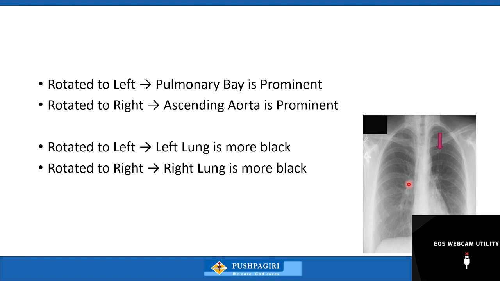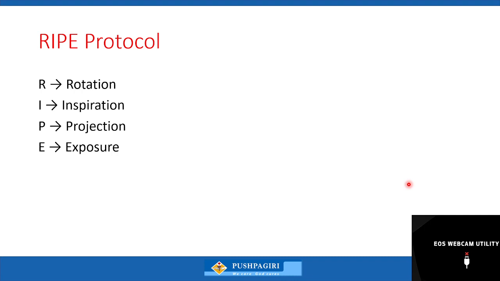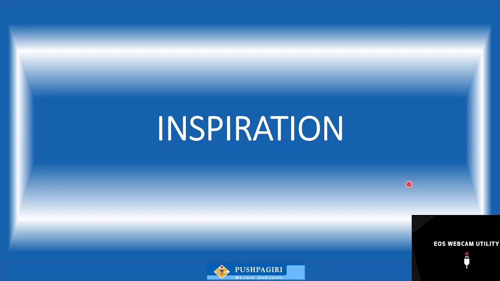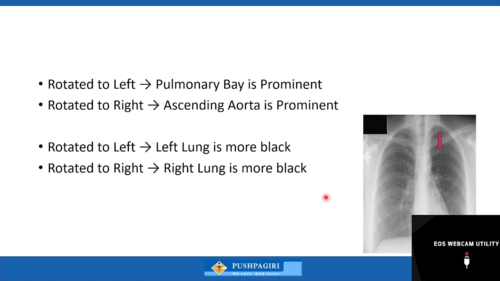Coming to inspiration, typically a chest X-ray should be obtained in full inspiration. At times, sir, the medial end of the clavicle will not be very discernible. At that point, we can look for additional points also: lung hypertranslucency, ascending aorta prominent on the right, pulmonary bay prominent on the left, left line more flat.